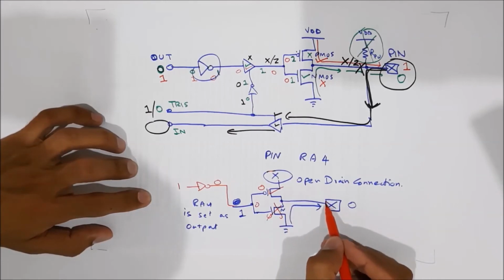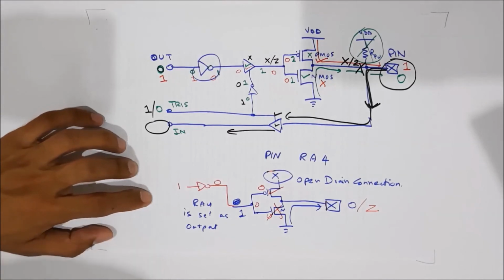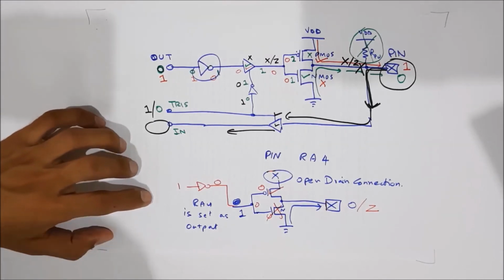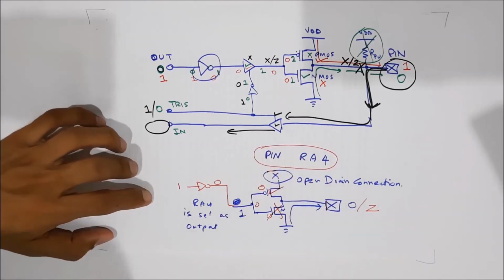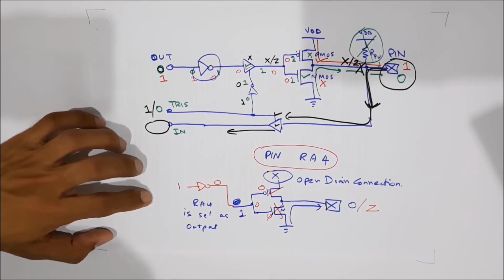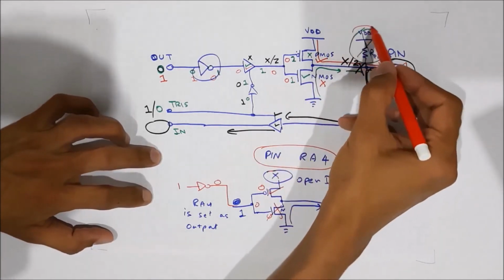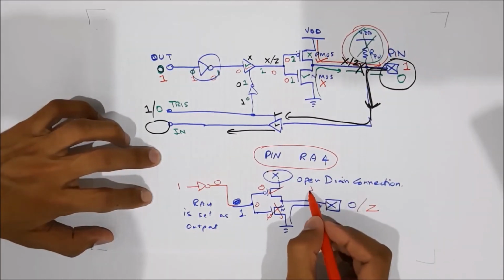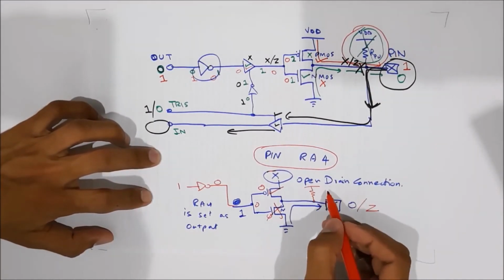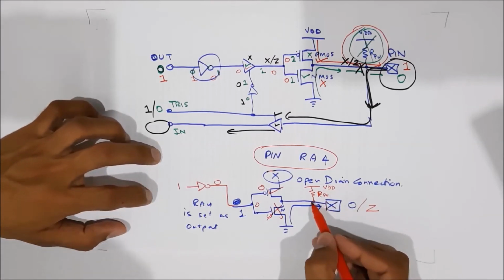So this pin will remain in a high impedance state. We cannot output a 1 at pin RA4. We can output a 0, but we cannot output a 1. We can take input of both 1 and 0 at RA4. We can output 0 at RA4, but we cannot output 1 at RA4. And now this pull-up resistor comes in. We should connect a pull-up resistor RPU to VDD at this output pin.